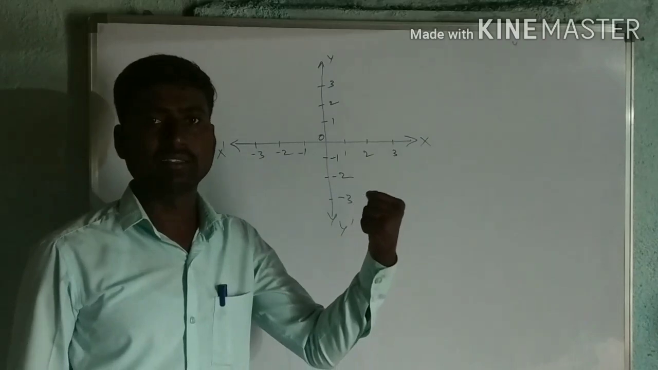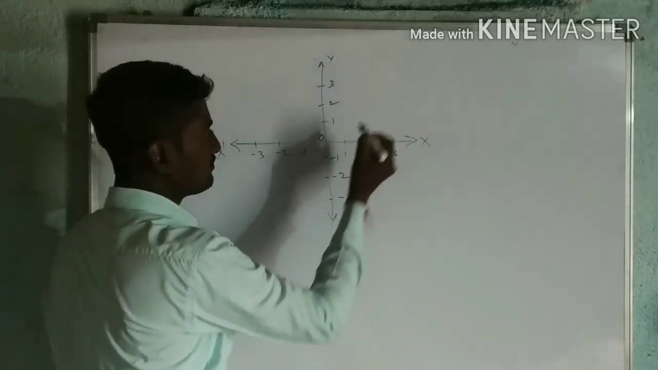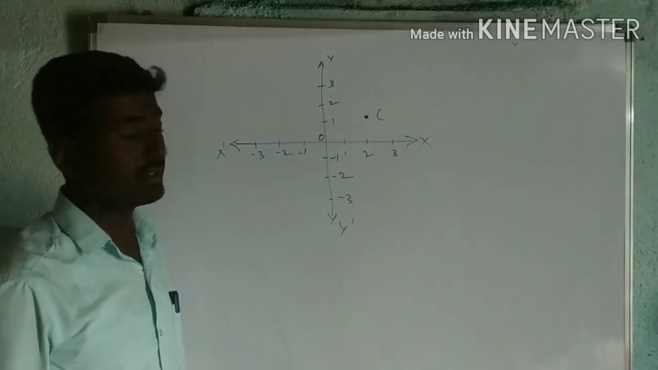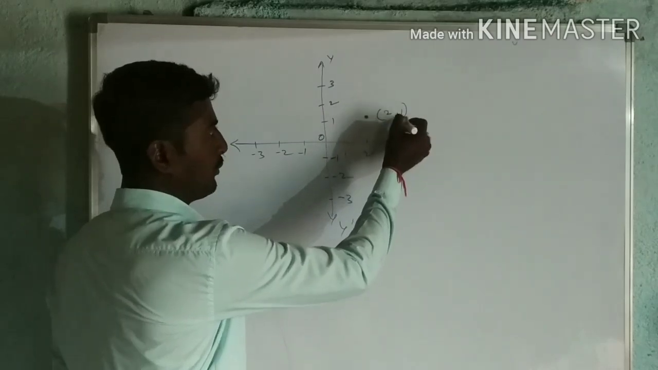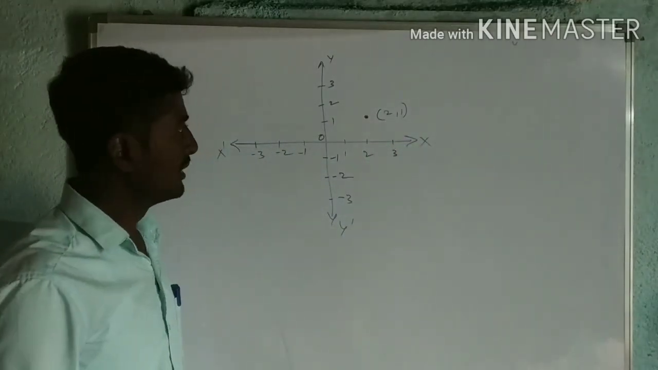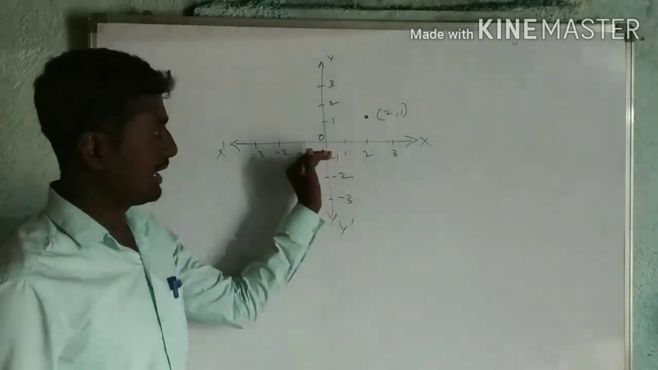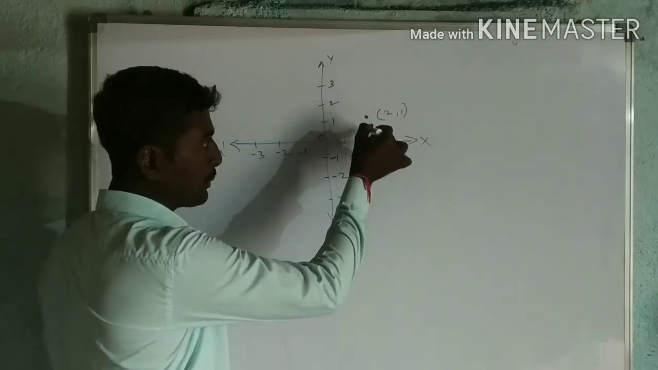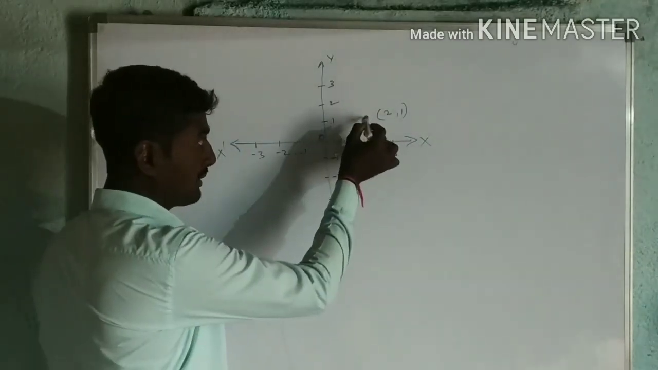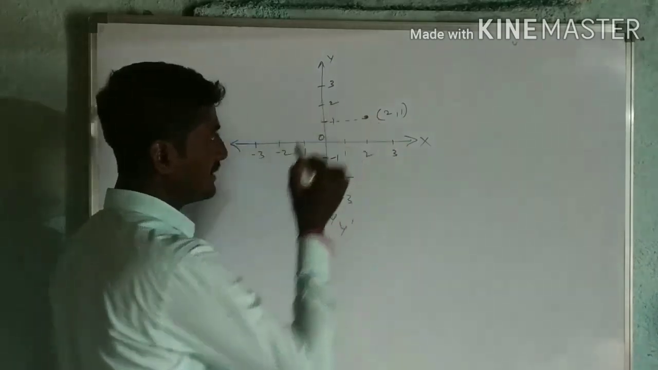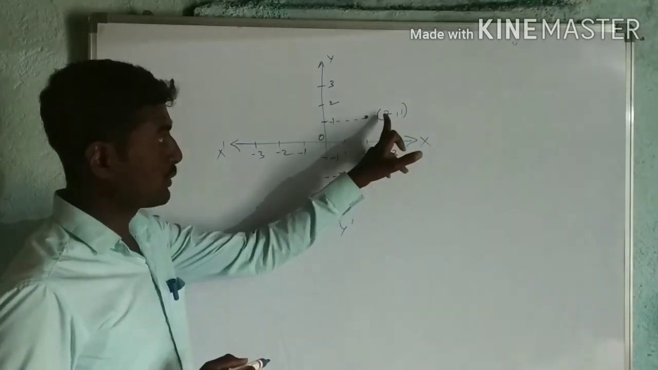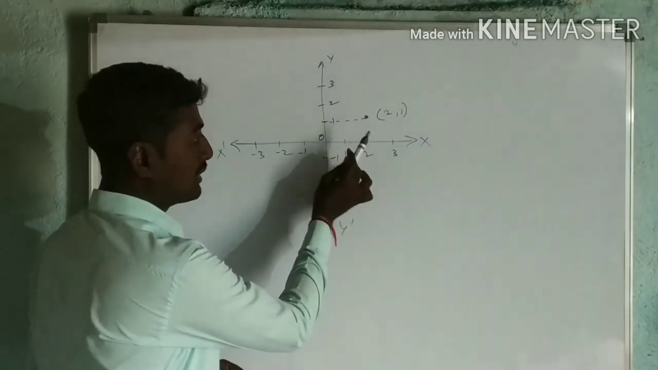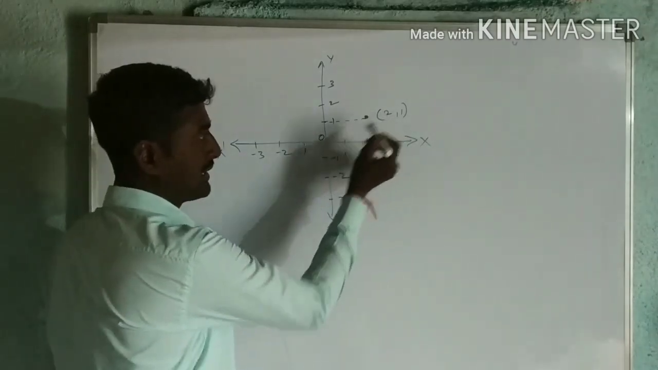Now let us locate a point. Here I will take a point in this position, and I will take this as (2, 1). How can I mention (2, 1)? To write the x coordinate, I should see the distance of this point from the y-axis. So this is 0 to 2. The x coordinate is nothing but the distance of a point from the y-axis. From here to here, how much is it? 2 units. So the x coordinate is 2.